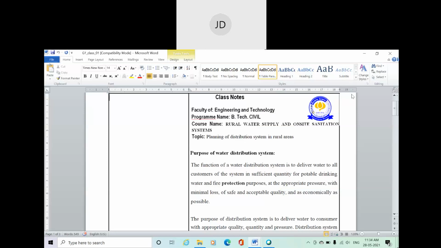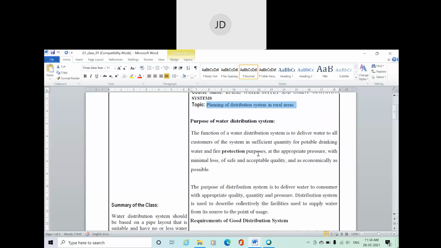So water distribution: planning of distribution system in rural areas. But basically, we're going to discuss the general aspects, which you can also relate to rural areas. It can relate to any community, either rural or urban. So what is the headline of the topic of the third module, first class? Planning of distribution system in rural areas. What is the basic need of a distribution system? Why do we need a proper plan for a water distribution system? What are the significance and requirements of a good distribution system? We're going to discuss that in this class.